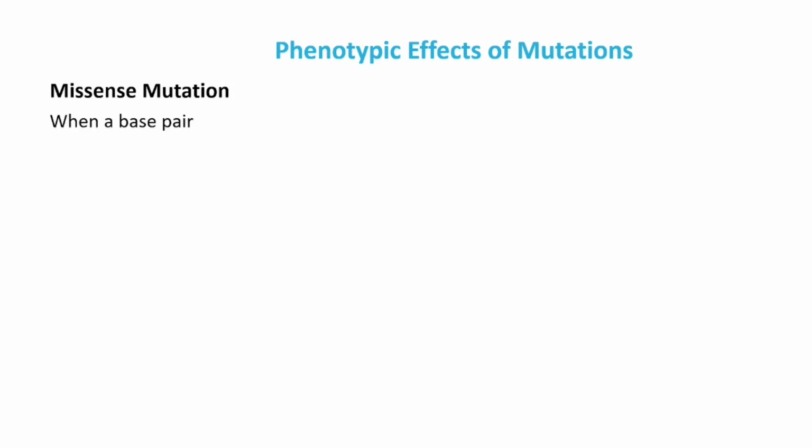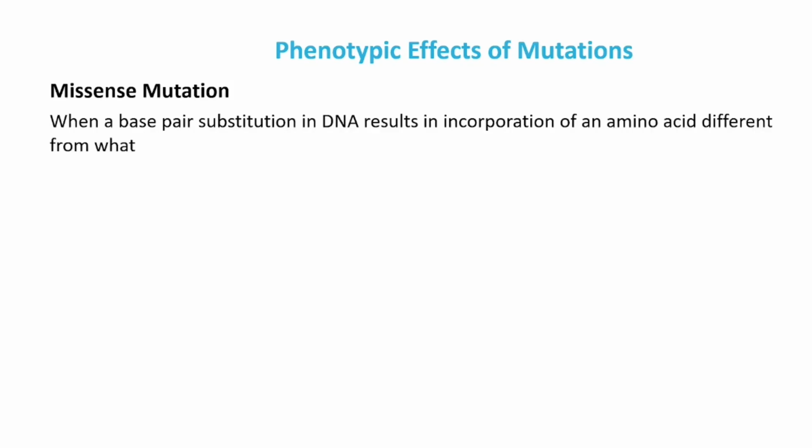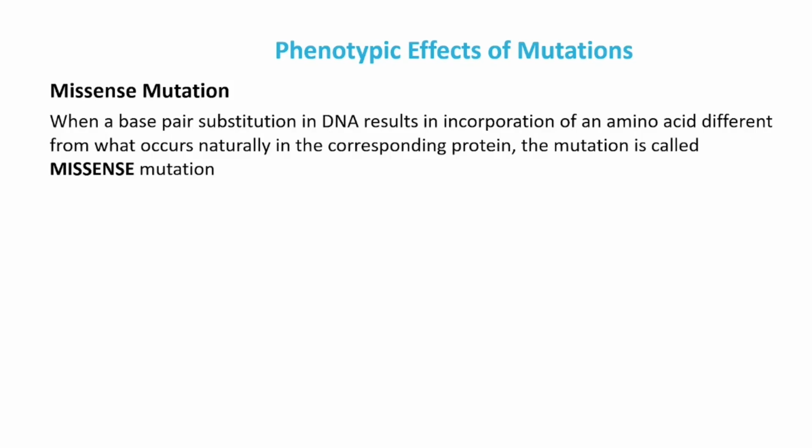When a base pair substitution in DNA results in incorporation of an amino acid different from what occurs naturally in the corresponding protein, the mutation is called missense mutation. This may have a wide range of effects on the structure and function of the proteins depending on the nature of the amino acid change and its position in the protein sequence.